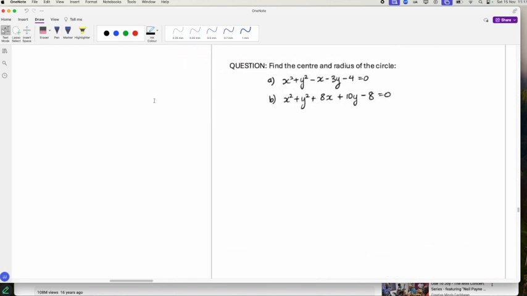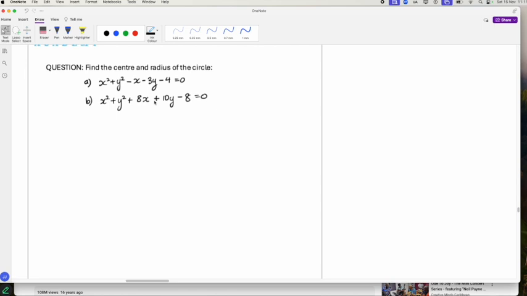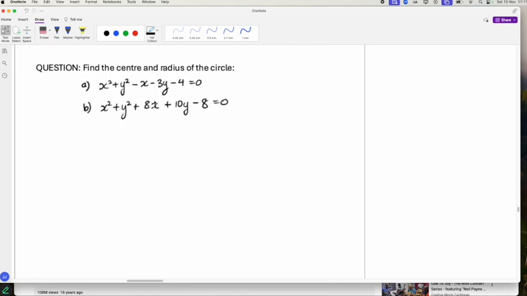You try it this time. And they just tell you to find the radius of the circle, eh? So you don't have to put it in no standard form and thing.